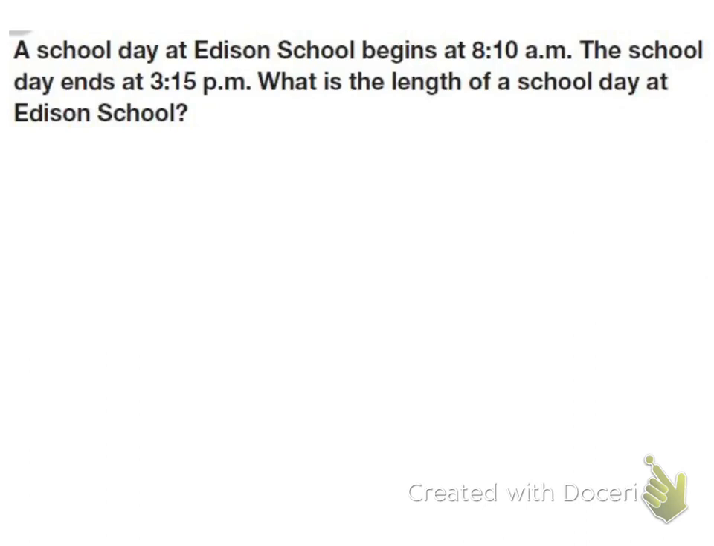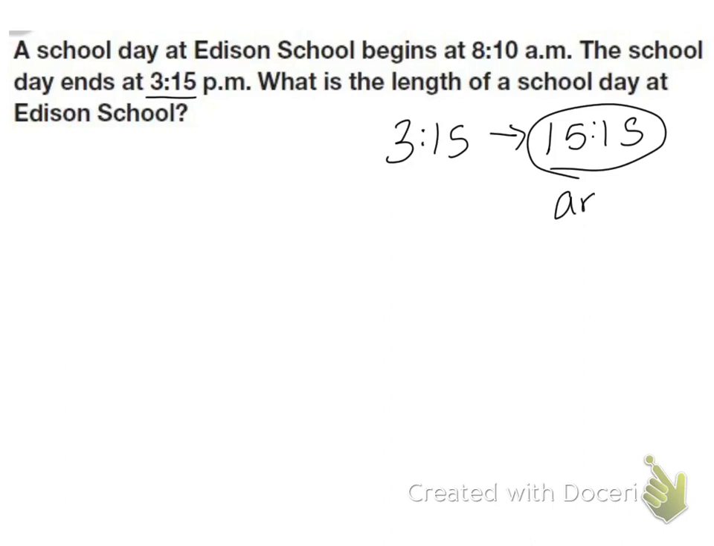On this one, a school day at Edison School begins at 8:10 a.m. The school day ends at 3:15 p.m. What is the length of the school day at Edison School? Well, we're going to take my later time, which is 3:15. Now, 3:15 can be written as 15:15. 15:15 means what we call army time. Basically, it means that we're counting all the way up to 24 hours.